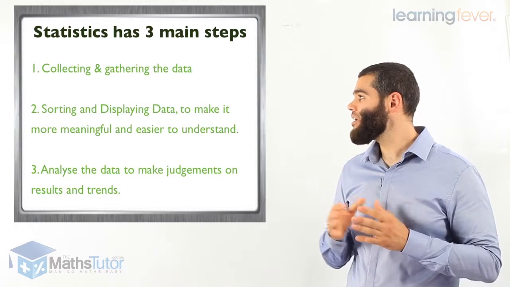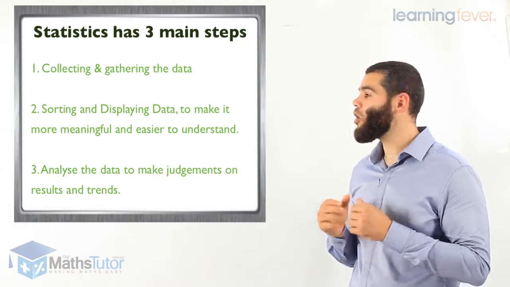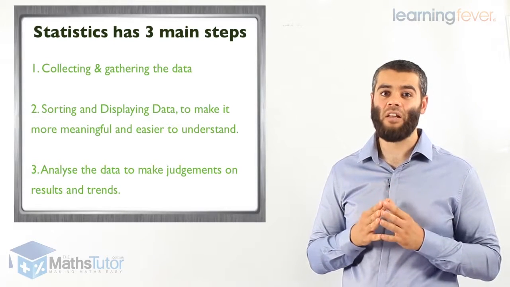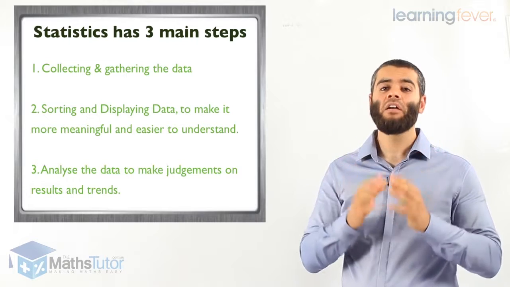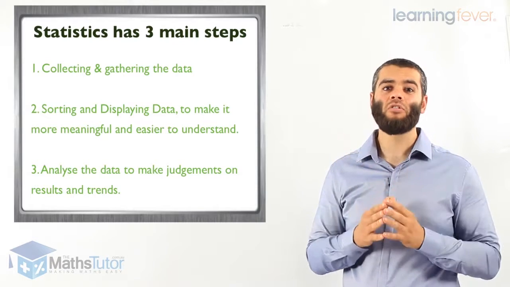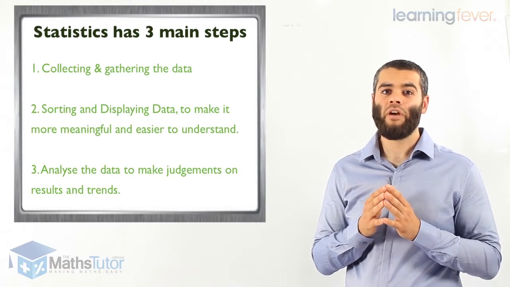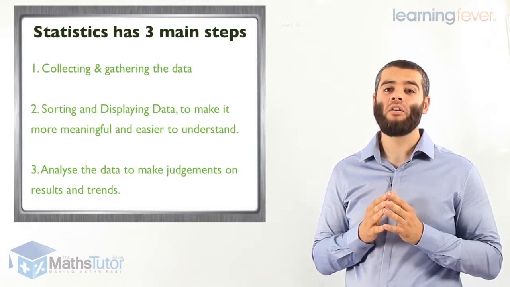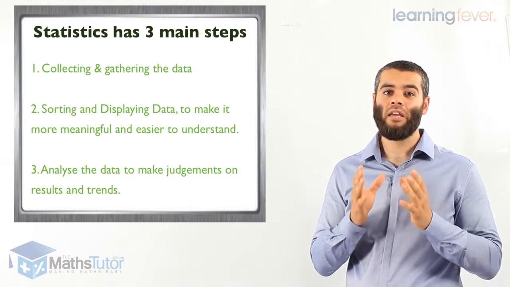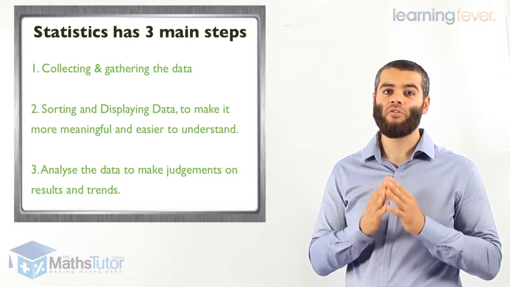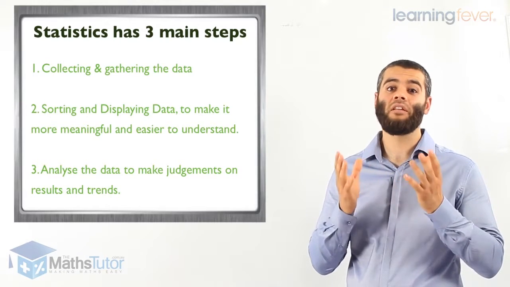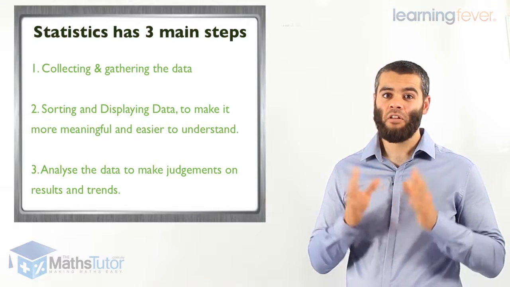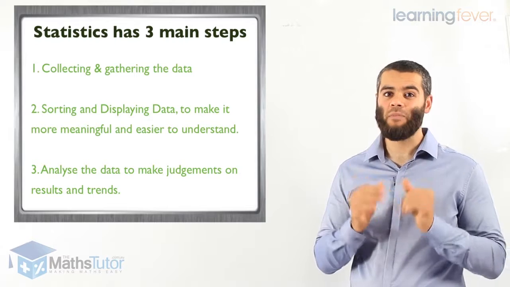And thirdly, analyze the data to make judgments on results and the trends and the patterns of what students actually like. So basically, after collecting the information, putting it into tables, putting it into graphs, we can now make an analysis. We can analyze and find out and see the results and make a judgment on the best type of drinks to have for sale next year at the school canteen. They're the 3 main steps. Today we're going to be looking at step number 1.